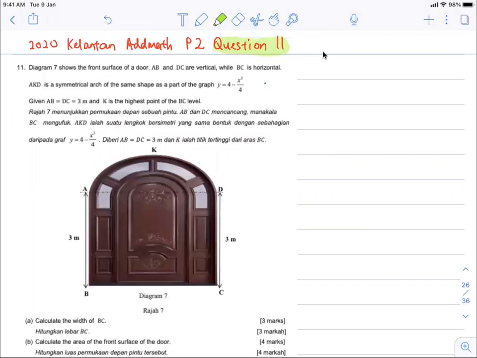So this question gives us a door, and then it told us the symmetrical arch follows this equation, y equal to 4 minus x squared over 4. So this is the arch AKD. This arch follows the equation y equal to 4 minus x squared over 4.